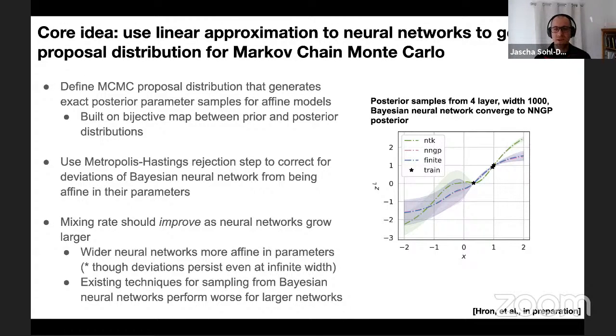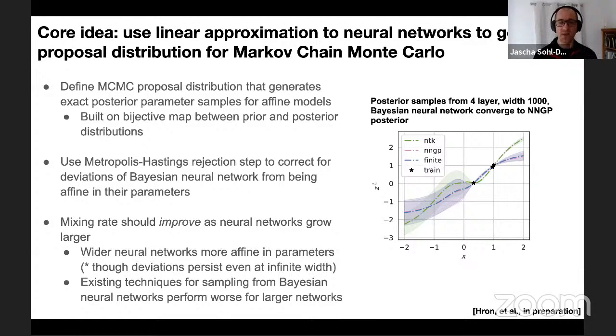I'm just going to say that we use the near equivalence of wide neural networks to linear models to propose MCMC transitions, which would exactly sample from the posterior if wide neural networks actually were affine models, and then we're able to correct for the deviations from wide neural networks being exactly affine using standard Metropolis-Hastings reduction.